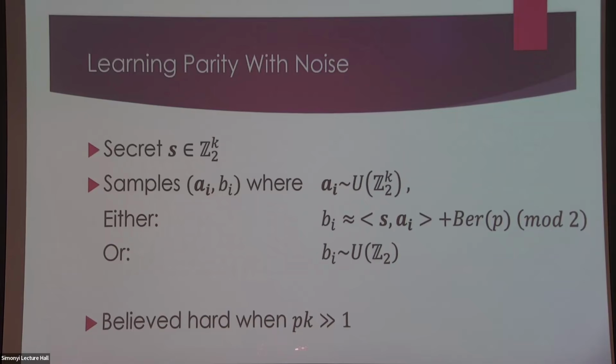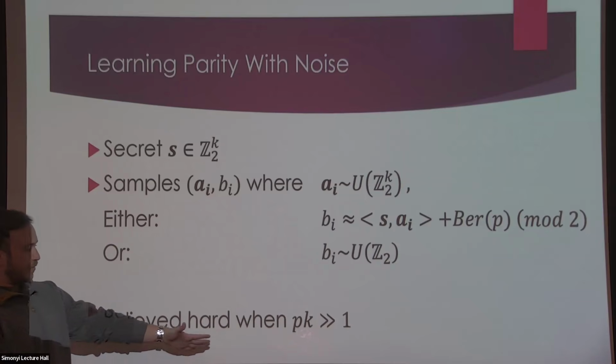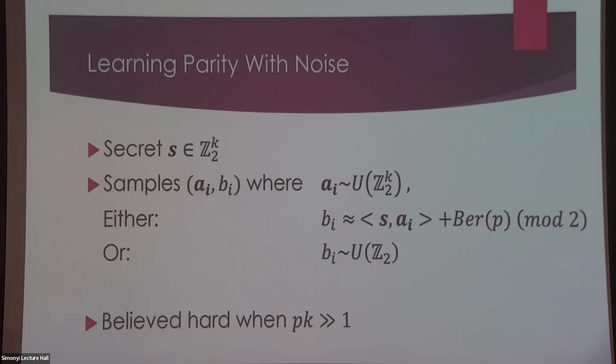So this would mean that it is believed to be hard when the frequency of noise is such that among the many equations I am getting, I am expecting to see some noise in every dimension. As long as p times k, the error rate times the dimension, is much larger than 1, then we expect this to be hard.